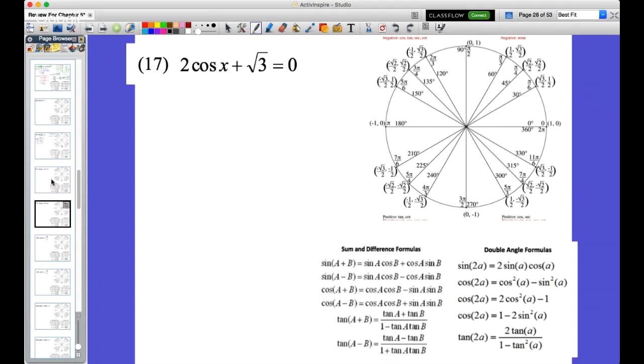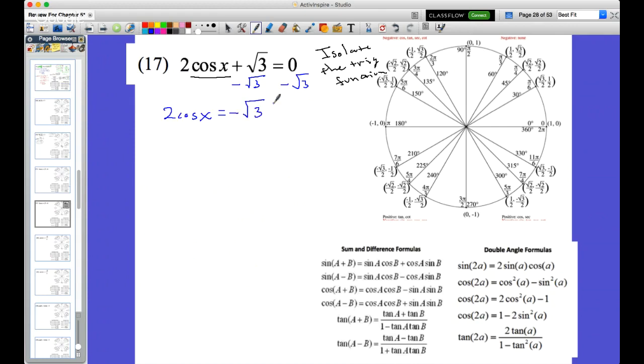Again, the goal is to isolate the trig ratio, or the trig function, essentially. Isolate the trig function. So that means I want to get this cosine of x by itself. Now, how can I do that? Well, to get things by itself, the best thing to do is subtract or add whatever's there. So I'm going to subtract root 3 on both sides to give me 2 cosine of x is equal to negative root 3.